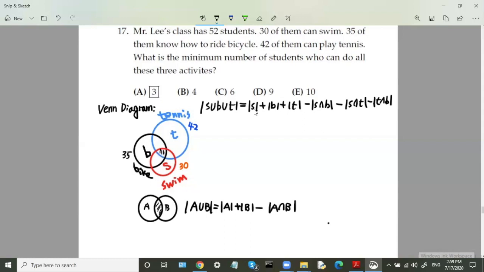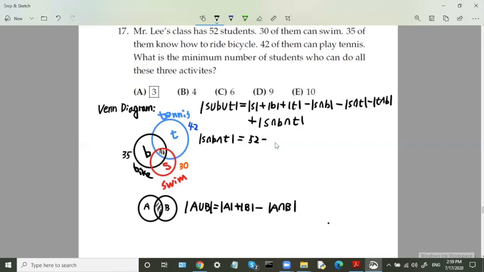And we just added 3 times from set S, set B, set T, so we need to add back the intersection of S and B and T. So then that one is our number of students who can do all these 3 activities. So then we have S intersect B and T equals 2. So we have S union B union T, which is 52.